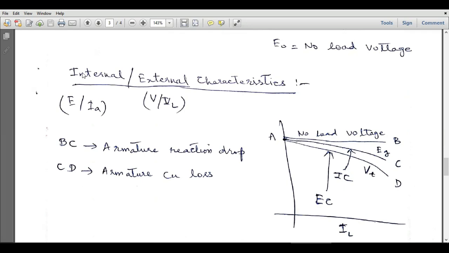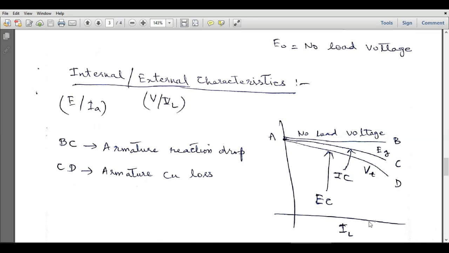Internal characteristics are drawn between E and Ia, right? E is the induced EMF at the armature winding, and Ia is the armature current. External characteristics are drawn between the terminal voltage and the load current. V is the terminal voltage which is available at the load, at the output terminals, and IL is the load current. At no load, the output voltage will be maximum, right? When the load current is zero, the output voltage will be maximum, and in that case, E will be equal to V. So E and V are equal at no load, and that is this point.